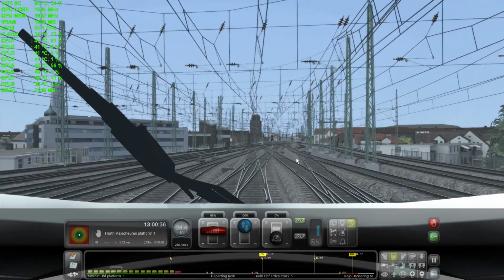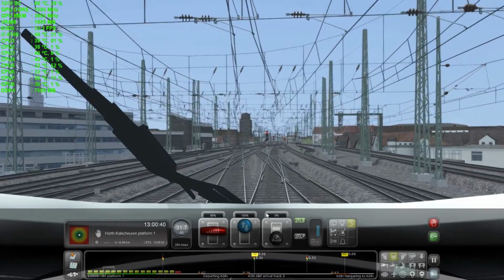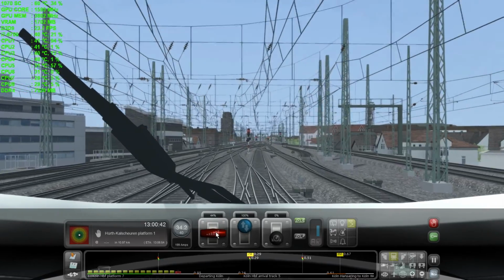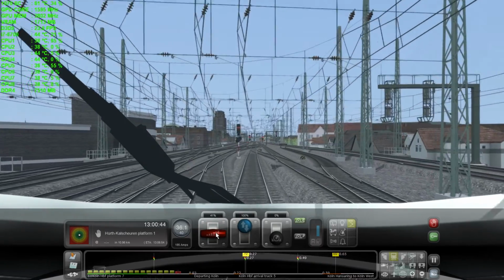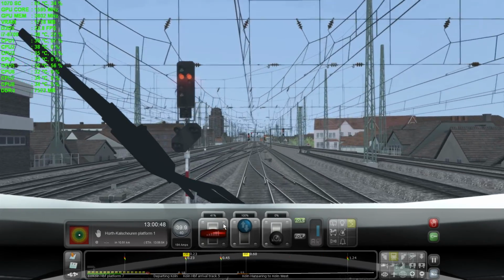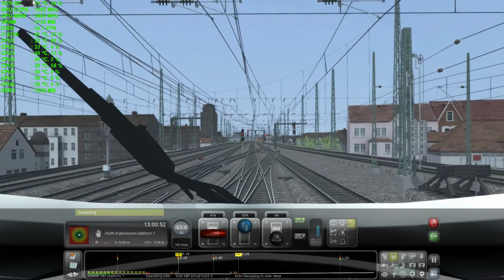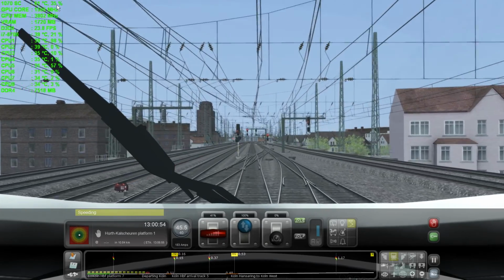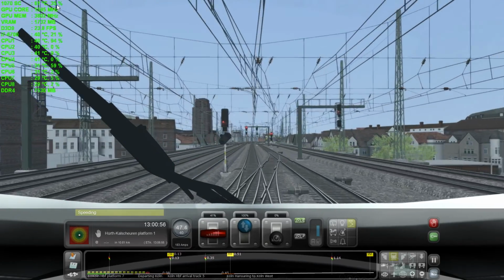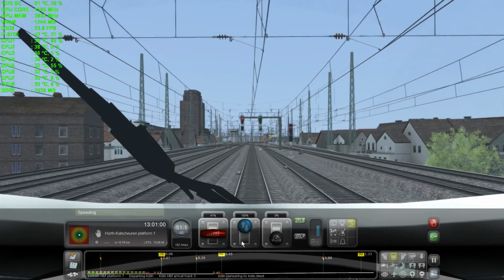Why is it a quarter of the Northeast Corridor line? Why is it 25% of the Northeast Corridor line? And half of the other ones? Why is that? I don't understand. And why is it using only 35% of the GPU? Where the other ones were in the 70s and 80s and 90s.